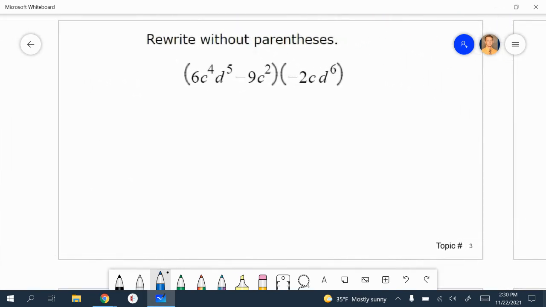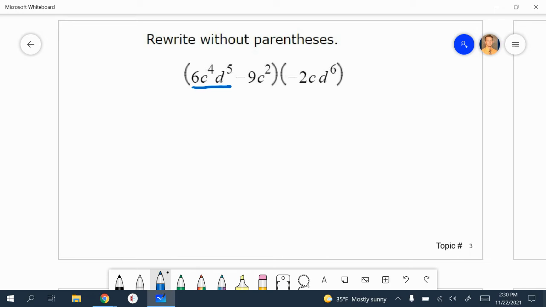Here's topic number 3. It says rewrite without the parentheses, but to do that, we have to multiply these two. There's a multiplication symbol between two sets of parentheses if you don't see it. Now, what am I multiplying? I'm multiplying terms. How many terms are we seeing here?